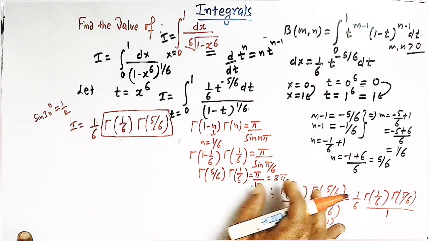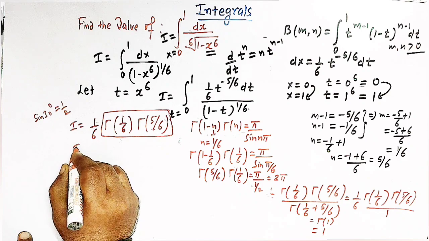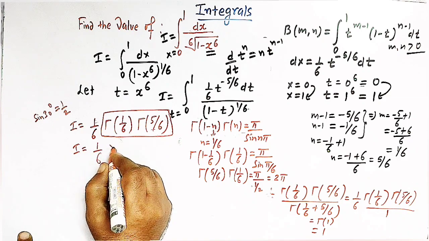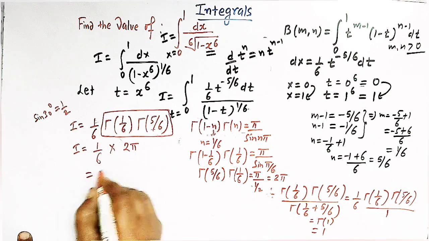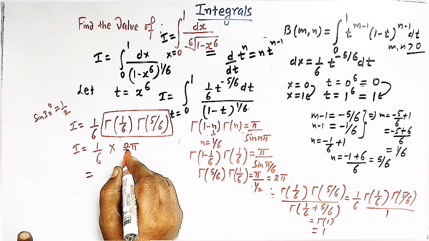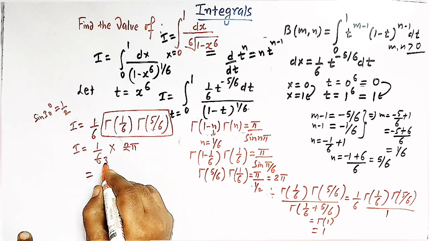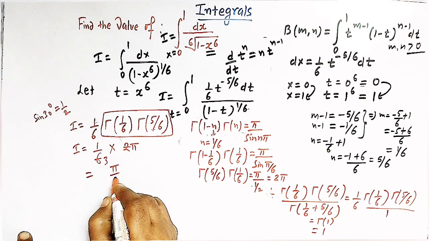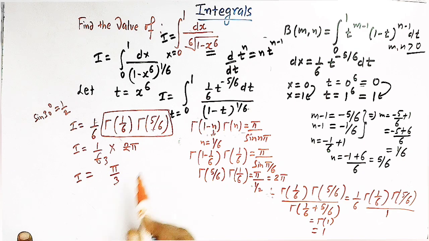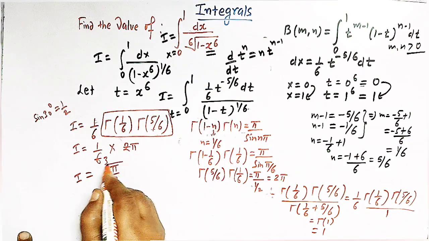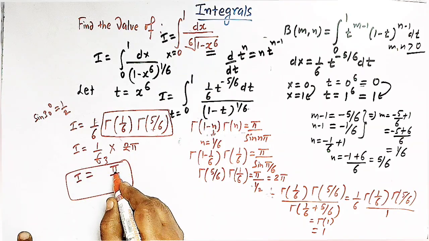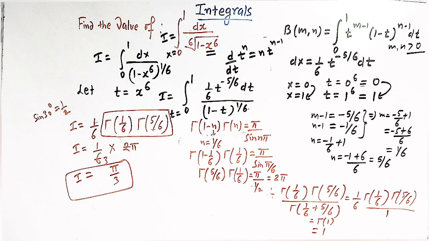So substituting this value over here, the value of the integral I is now 1 over 6 times 2 pi, and we can now cancel this 6 by 2. So we have here 2 times 3 is 6. So this is pi over 3. So viewers, the value of this integral is equal to pi over 3. So this is how, by making use of the concept of beta and gamma functions, we can easily evaluate integrals of this kind.